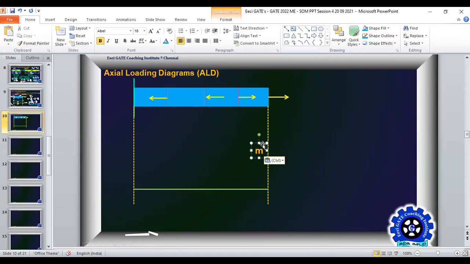Now, once here it will be, here you can say P is this.